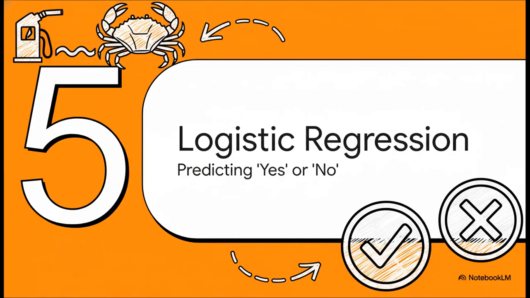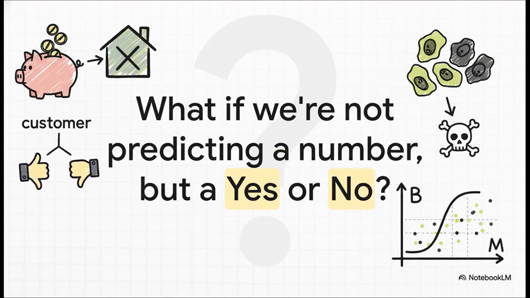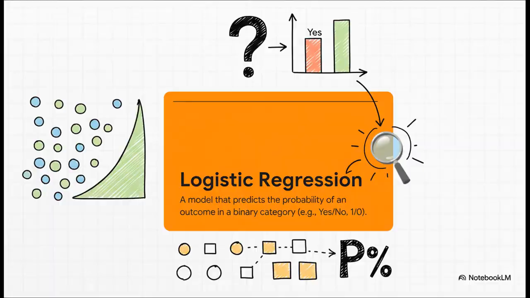All right, so far, everything we've predicted has been a number, right? Like MPG or shell size. But what if the thing you want to predict isn't a number at all? What if it's a choice, like yes or no? I'm talking about questions like, is this customer going to leave our bank? Or something much more serious like, based on its size, is this tumor malignant or benign? These are yes or no questions. For this kind of problem, a straight line won't work. We need a different tool.